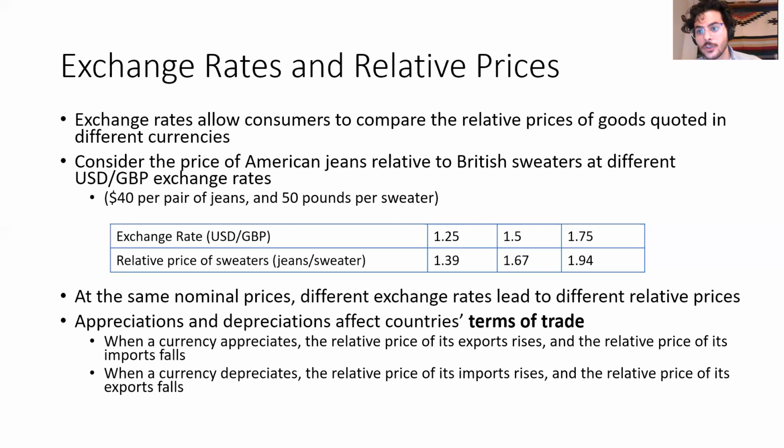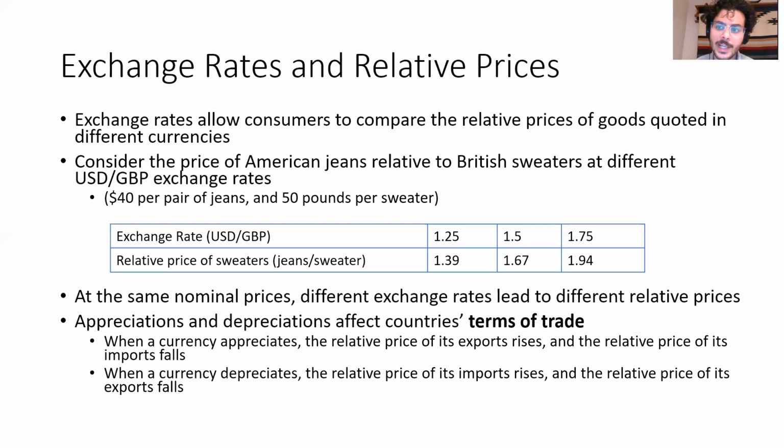So if the dollar gets stronger, American consumers will suddenly find that anything they're importing has actually gotten cheaper, right? A dollar will go further in the rest of the world. But for people that are buying American goods, they've gotten more expensive. So American exports have gotten pricier.